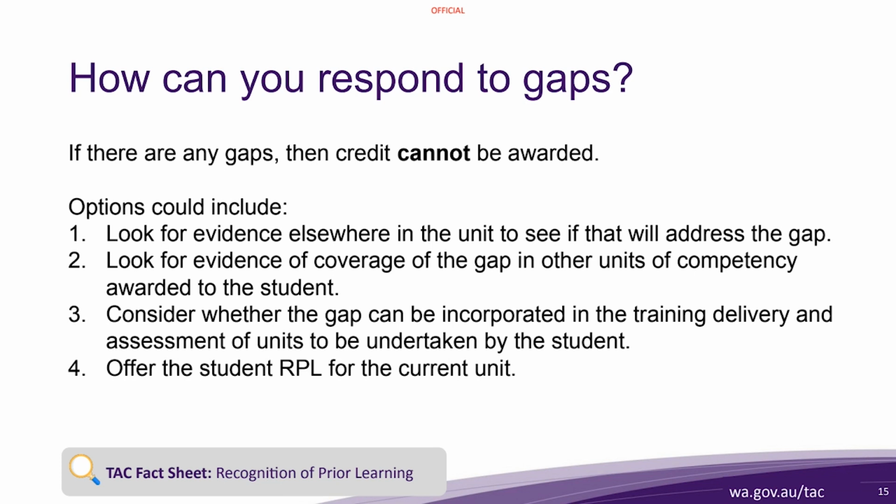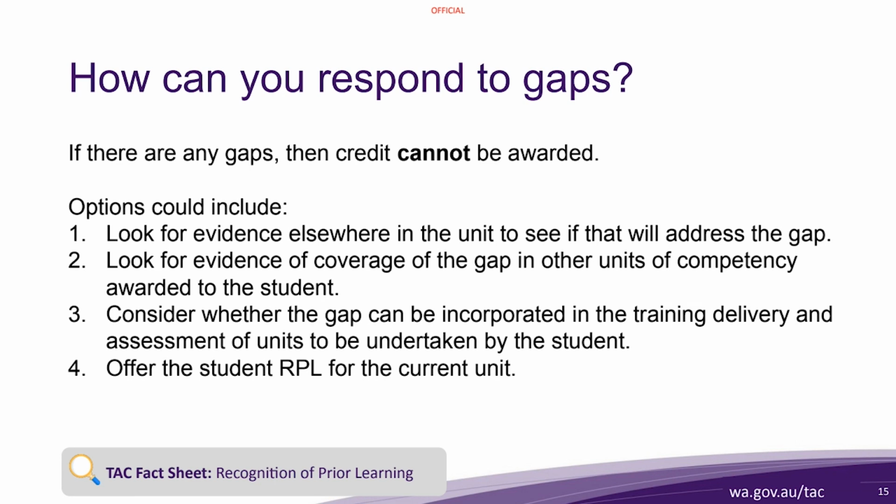Now, if you find that, then you could award credit because fundamentally what you're saying is this person has all the qualities of competency that we need. But you can see that that's only a judgment that can be made by a subject matter expert, looking not just at the unit of competency that the person is presenting for credit, but other units of competency that they have achieved.